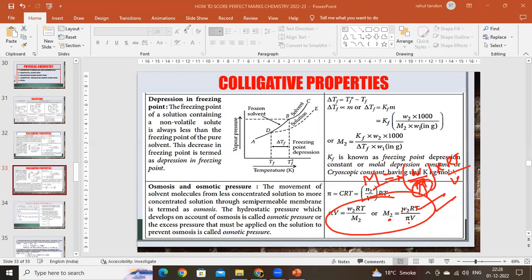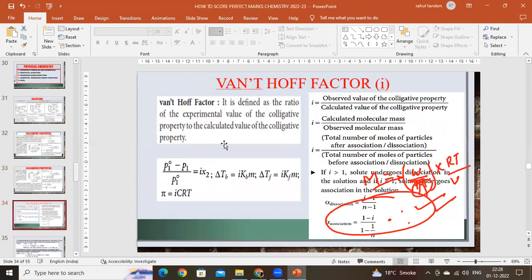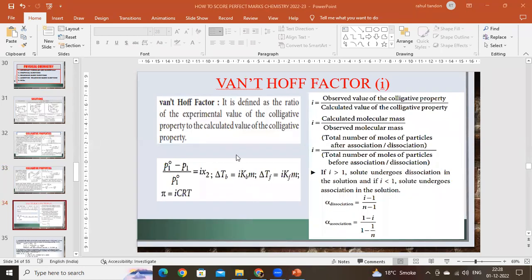The next part that I'm going to take up right now is, of course, as I said, Van 't Hoff factor, the most important. If you pick up any examination paper, they are asking in direct definition what Van 't Hoff factor is. It is basically the ratio of the experimental value of the colligative property to that of the calculated value of the colligative property.